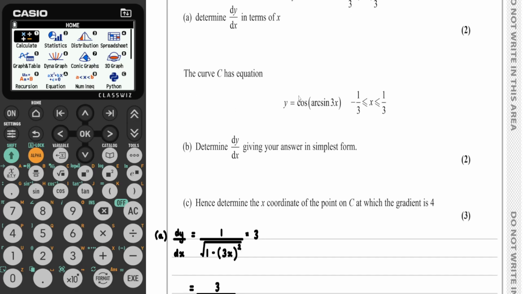The curve C has equation y equals cos of the arc sine of 3x, where x is in between negative 1/3 and 1/3. Part B, determine dy over dx, giving your answer in simplest form.